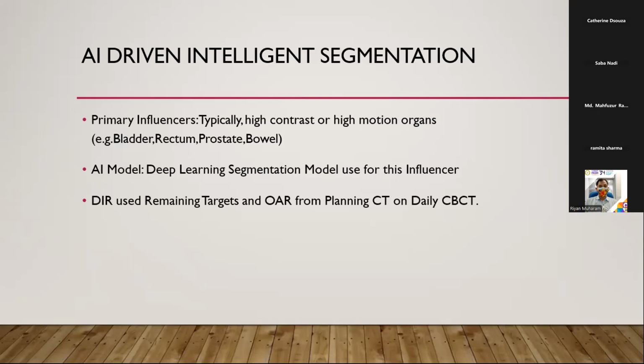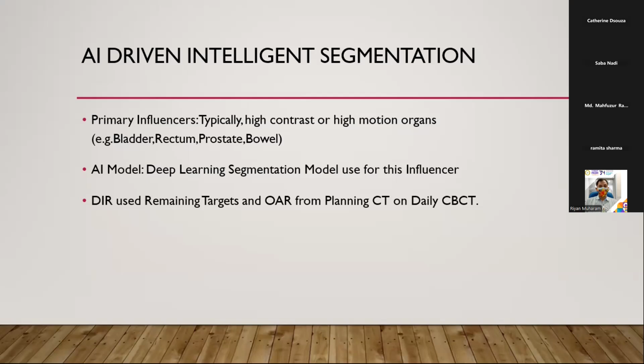So what are the primary influencers in this? Typically the high-contrast or high-motion organs. Motion is one of the problems, like in the case of bladder, rectum, prostate, bowel. These are the moving organs, so motion issues will be there. AI models like deep learning segmentation models are used to rectify this kind of influencer, and deformable image registration is used for the remaining targets and the OARs. So only for the moving organs are we using the AI models, and for others only simple DIR is used.